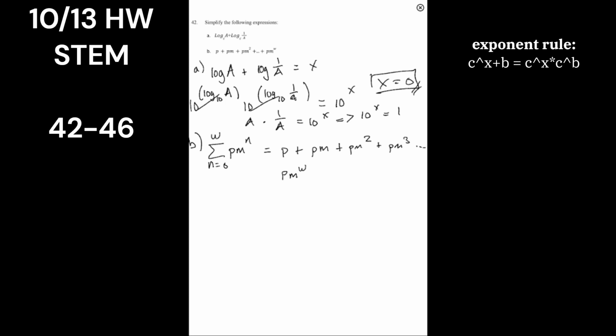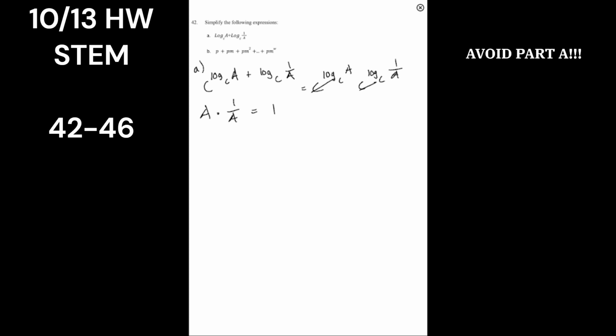So, on to question B. P plus PM plus PM squared plus PM cubed. And we can immediately see that this is a geometric sequence because we're multiplying by M every single time.